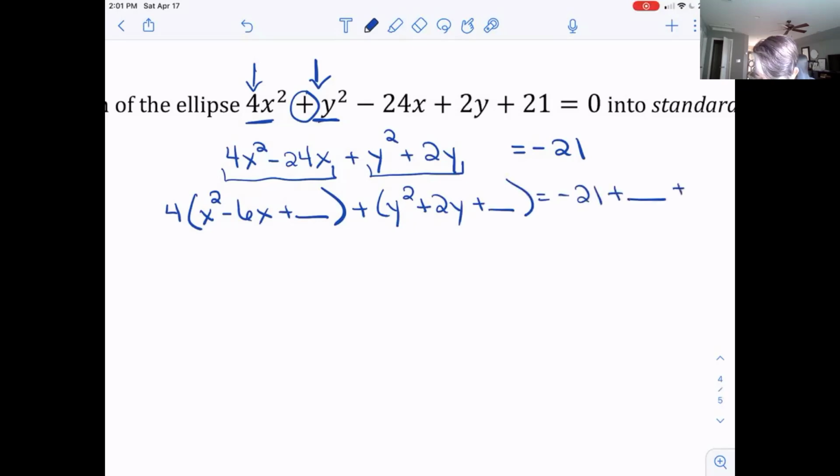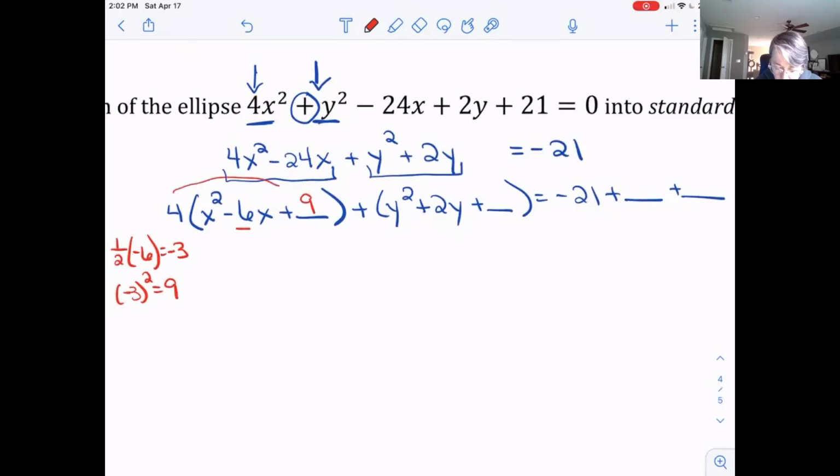And again, we're going to add those two somethings to the right-hand side as well. We take that negative 6. We're going to take half of that negative 6, which is a negative 3. And then we're going to square that negative 3, and we get a 9. So we add a 9 here. But technically, it's 4 times 9, which is 36. So we have to add that equivalent 36 to the other side.